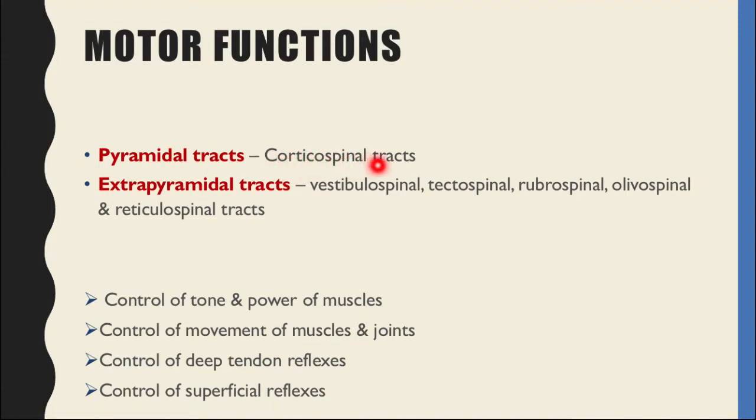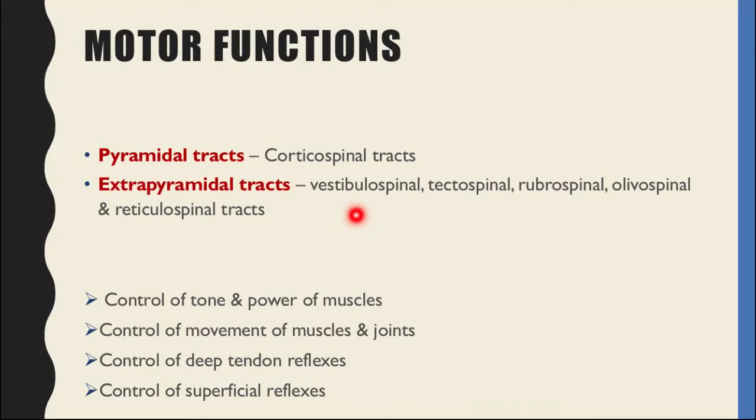So, corticospinal tract. Then a few of the nerve fibers do not originate in the cortex, instead they originate in the brainstem part: vestibular, or the tectum, or the rubro, red nucleus, or olivospinal, olive, or reticular formation, reticulospinal. All these are called extrapyramidal tracts because they do not fall in the category of pyramids. The fibers which originate in the cerebral cortex collectively form a tract and form the shape of a pyramid in the brainstem. That is why they are called the pyramidal tract.